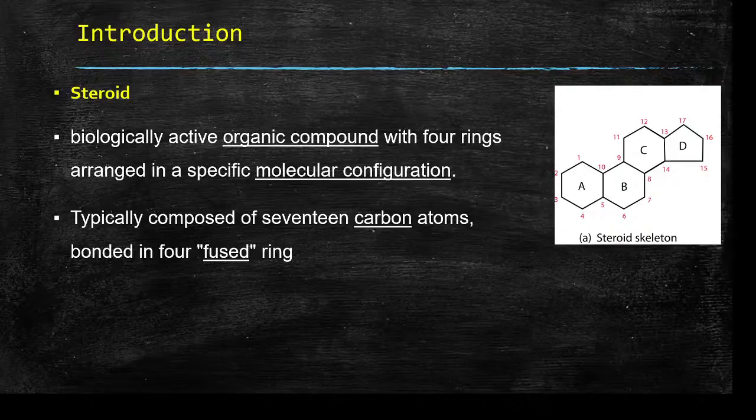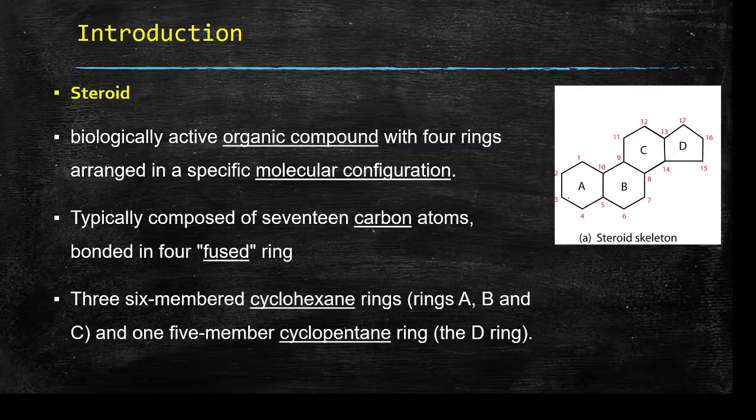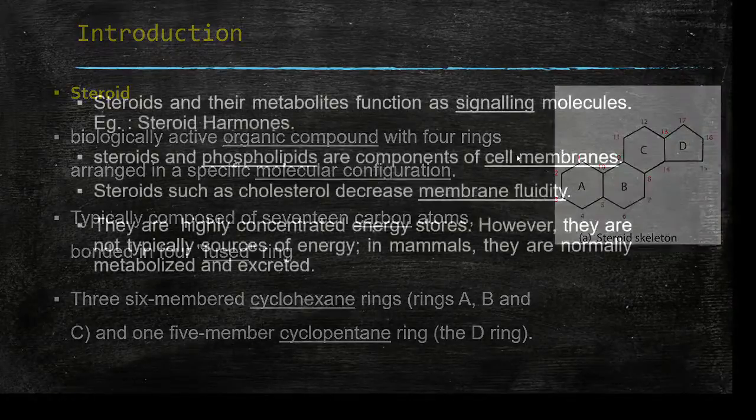So the basic steroid skeleton consists of 17 carbon atoms bonded in 4 fused rings. So 3 6-membered cyclohexane rings. So the A, B and C consist of 3 6-membered cyclohexane rings and 1 5-membered cyclopentane ring. So this is the composition of steroid nucleus. If you want to call a biomolecule a steroid, it should contain this skeleton.